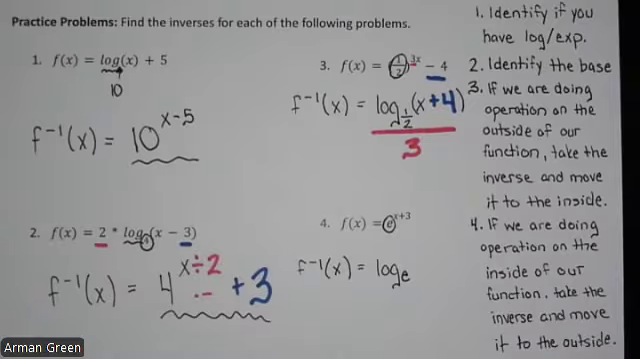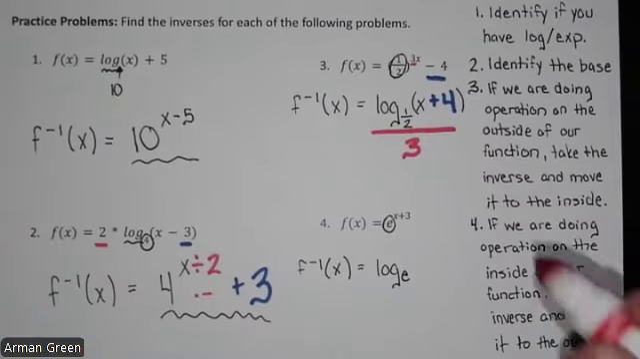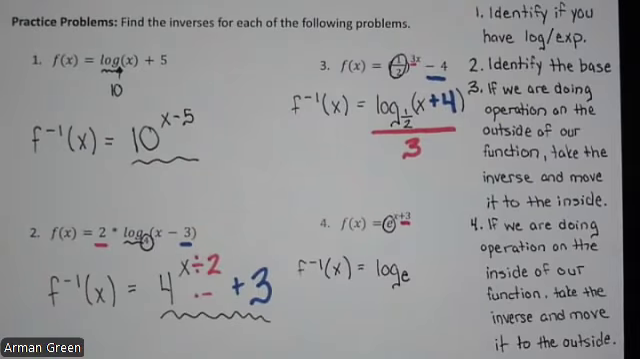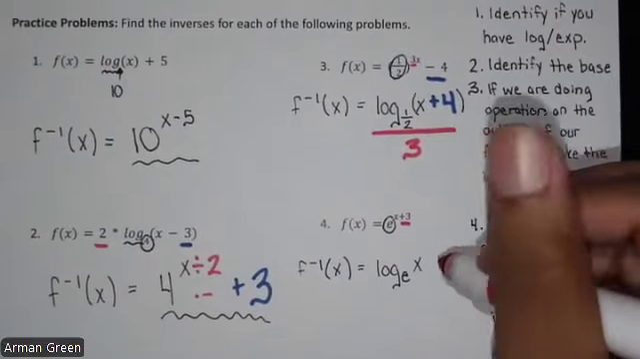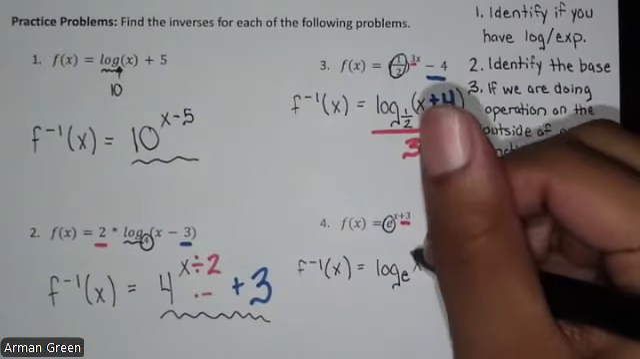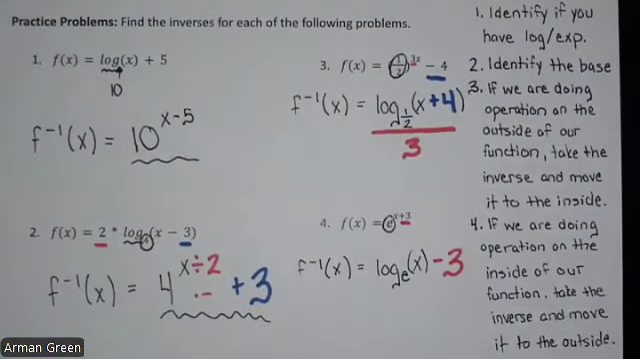Now, we also need to account for what else is happening inside of our function. The only thing that we are doing is that we have a +3. So we're adding 3 on the inside of our exponential. So for the inverse, you do the opposite and move it to the outside. So the opposite of +3 is -3. And that -3, we're going to move on the outside of our function. So that means that our inverse here is the log base e of x -3.